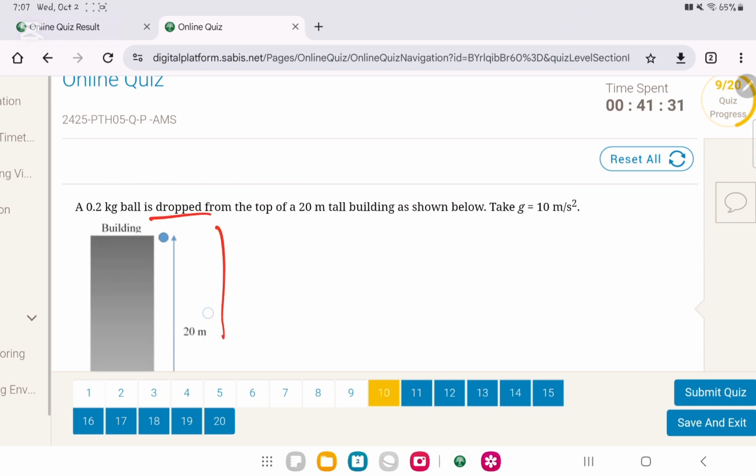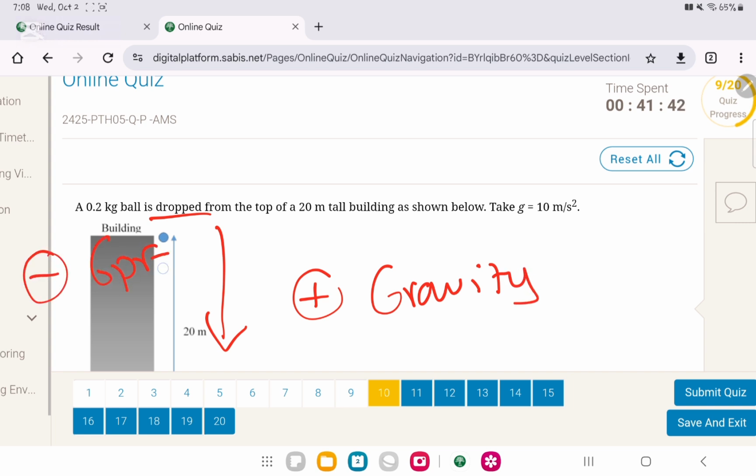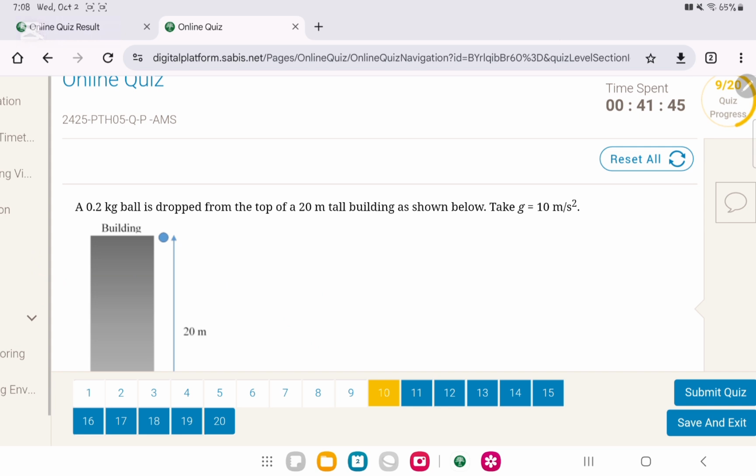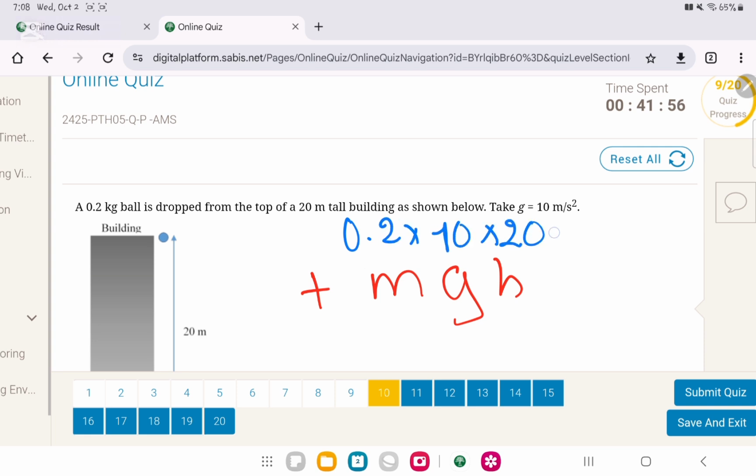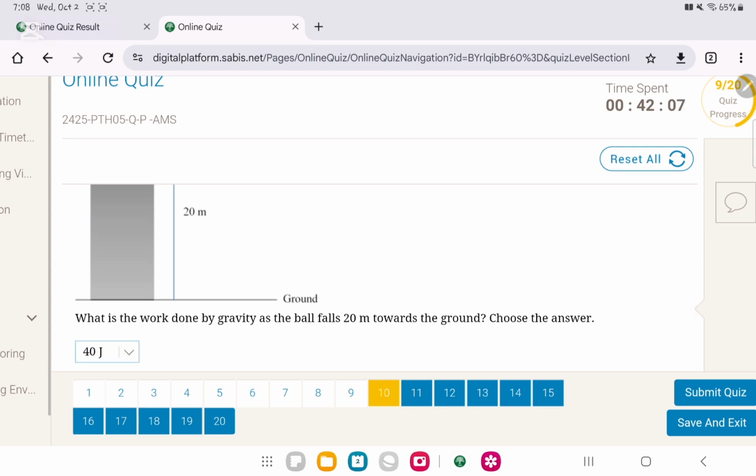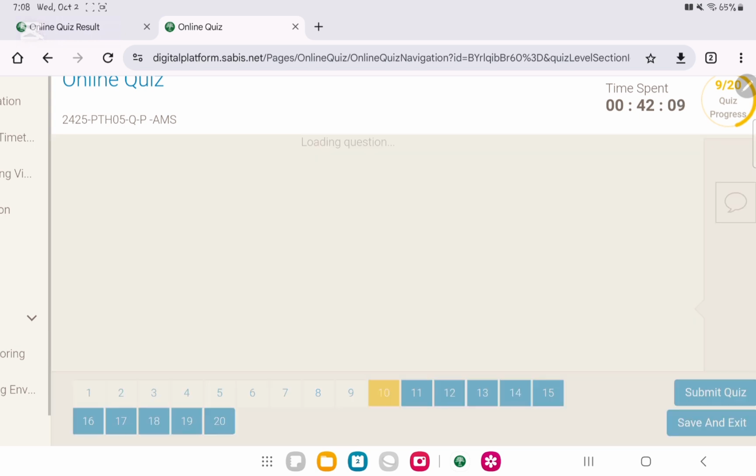We said anytime it's going downwards, the work done by gravity is positive. However, if it's going downwards, the work done by the GPE is negative. Here they're asking for gravity, so it's going to be positive. So positive mgh. What is our m? It's 0.2. What is our g? It is 10. And what is our h? It is 20. So 0.2 times 10 times 20 is 40 joules. Not negative 40, 40 joules. Question number 11.